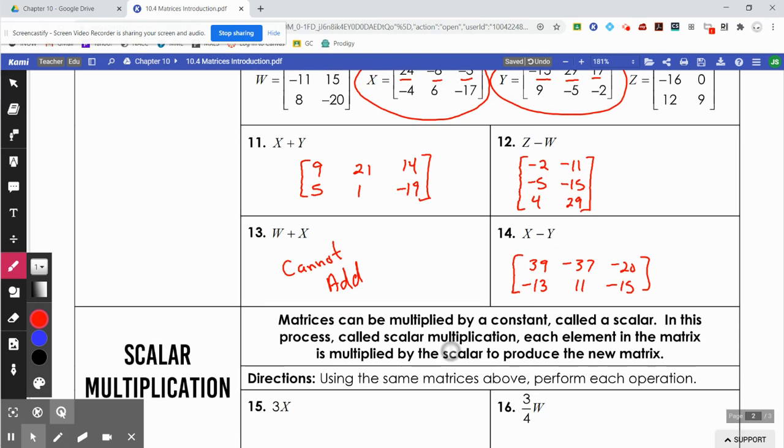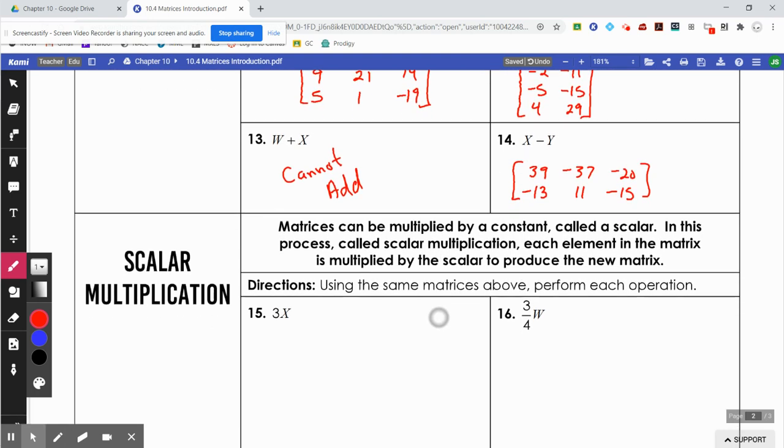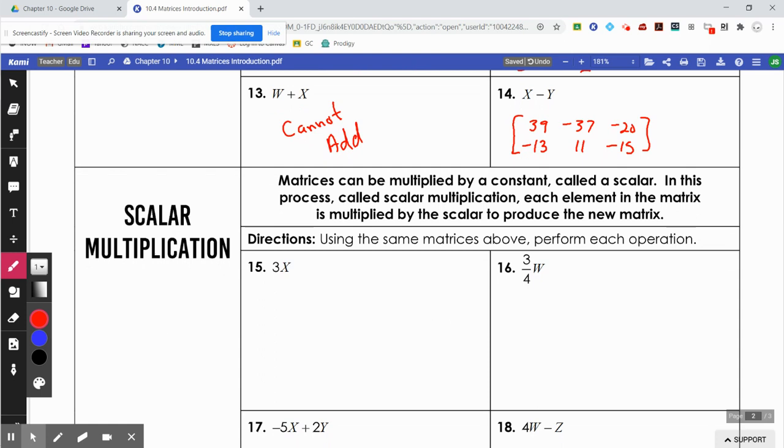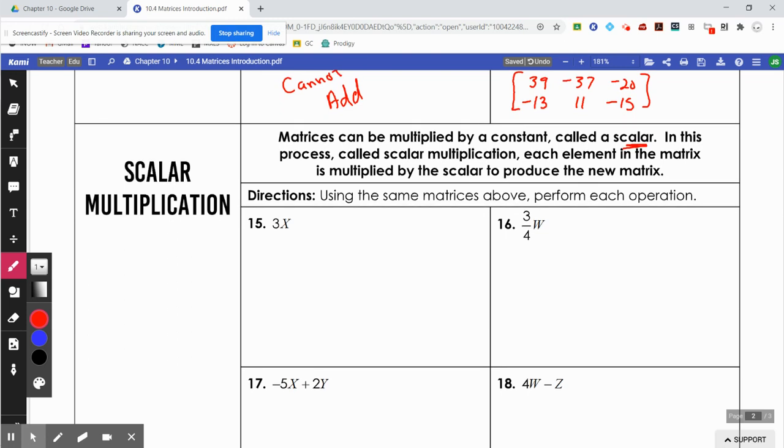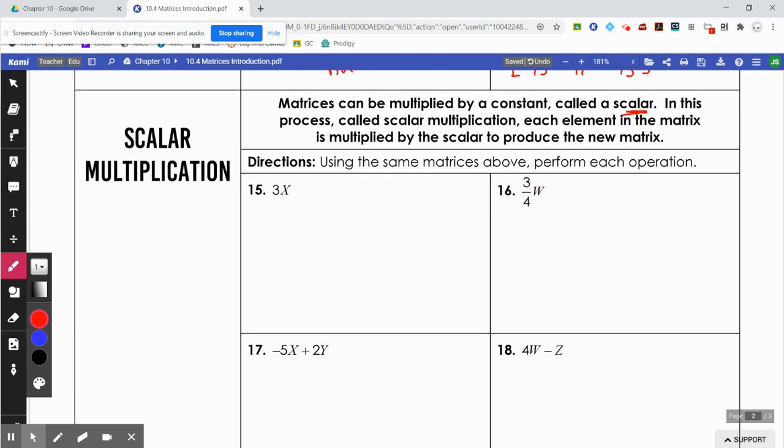Okay, next section, scalar multiplication, same as vectors. Matrices can be multiplied by a constant, which is called a scalar. In this process called scalar multiplication, each element in the matrix is simply multiplied by the scalar to produce a new matrix. So it's just like, again, the distributive property. Take everything in that matrix and multiply, in this case, by 3.